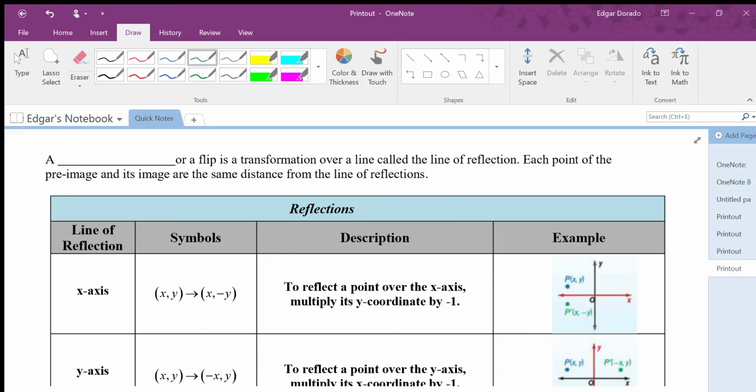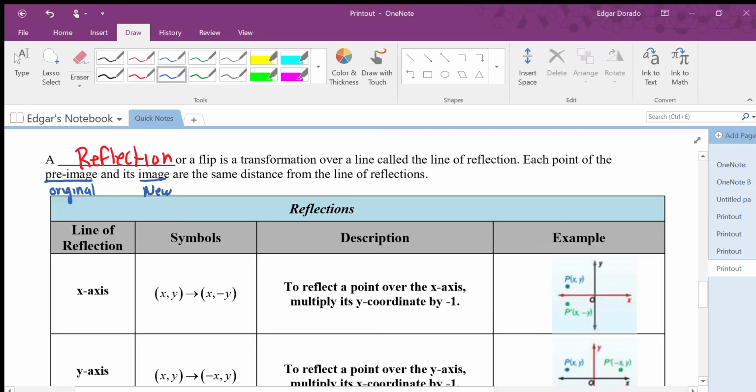Alright, the next one we're going to be talking about is the second part of our topic for today, which was reflection. So, a reflection or a flip is a transformation over a line called a line of reflection. Each point of the pre-image and its image are the same distance from the line of reflection. So let me just show this. The pre-image is the original, and its image is its reflection.